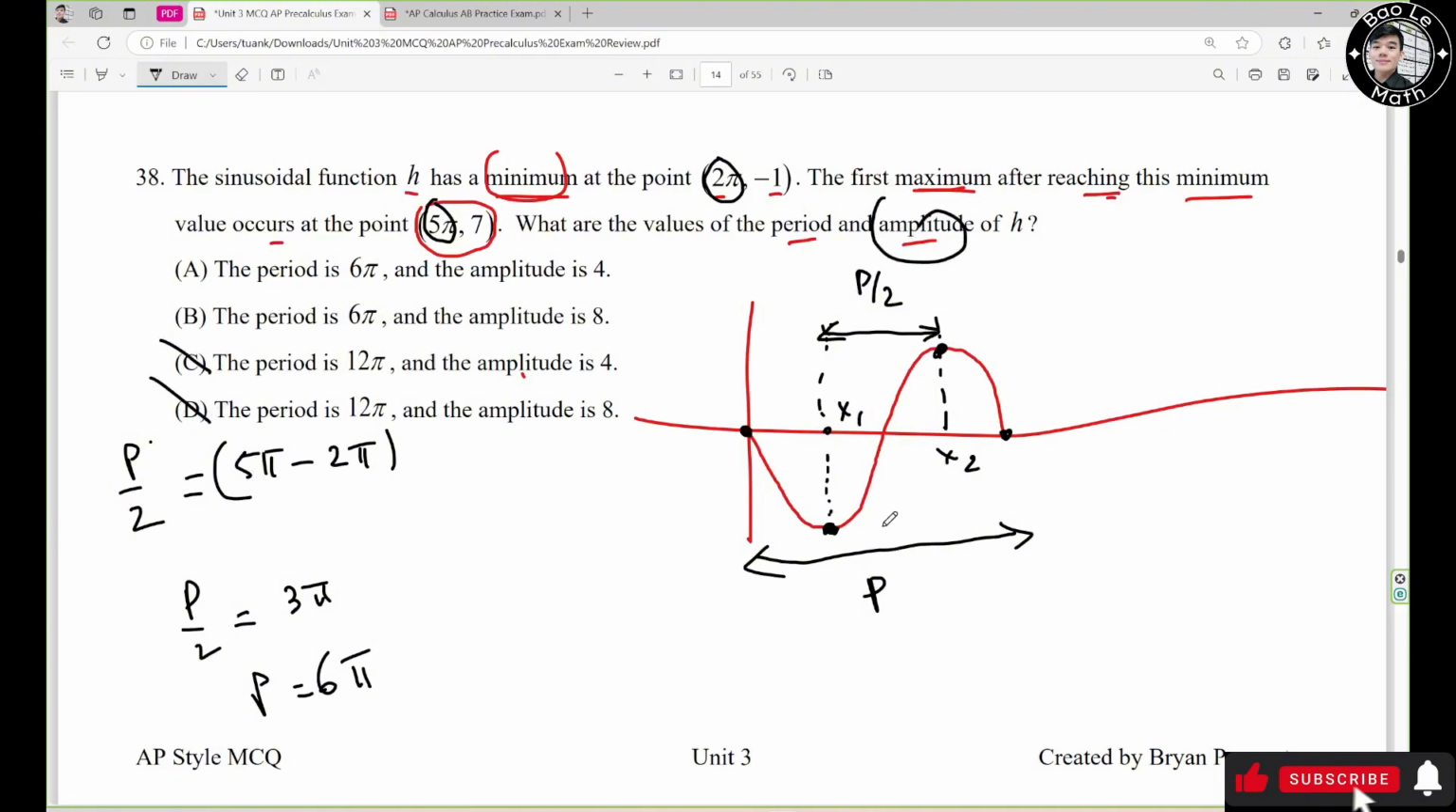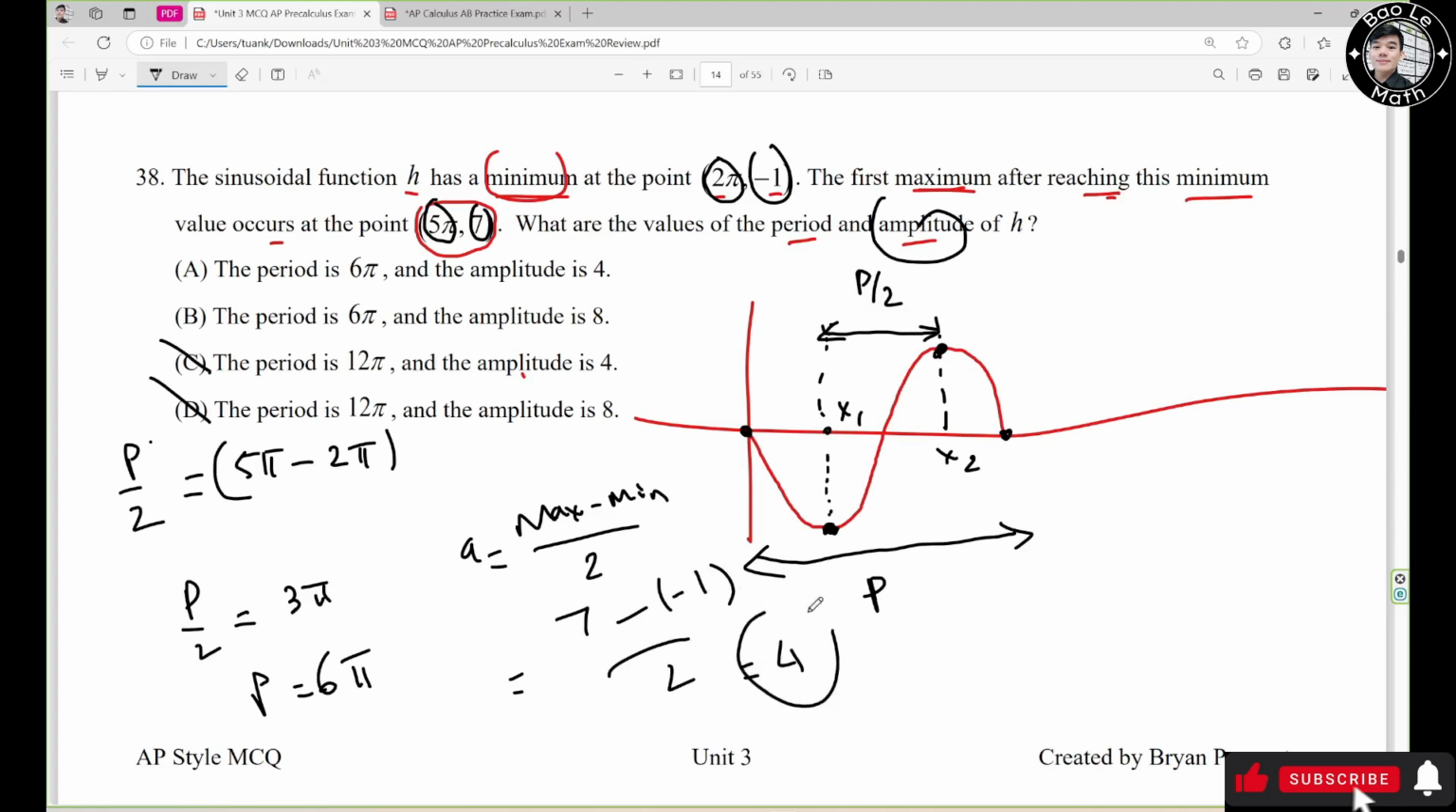Now you need to find the amplitude. The amplitude is maximum subtract minimum, divided by 2. Now you need to look at the y value only, so be careful. The y value of the maximum is 7 right here. So 7 subtract the y value of the minimum, which is -1, divided by 2. So it's going to be 4. So the answer must be A.